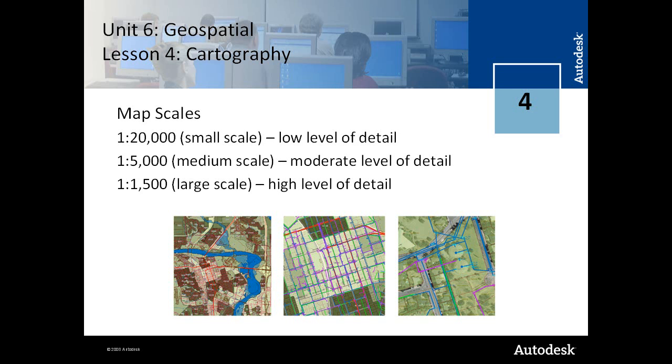A 1 inch to 40 foot scale in imperial units would be a standard drawing scale for construction documents for a civil engineering project. Similarly, the metric equivalent would be a 1 to 500 scale. So these show a rather high level of detail, which is required for the construction of projects.